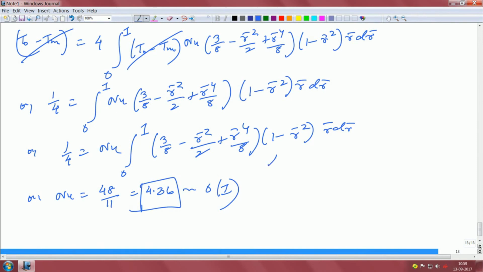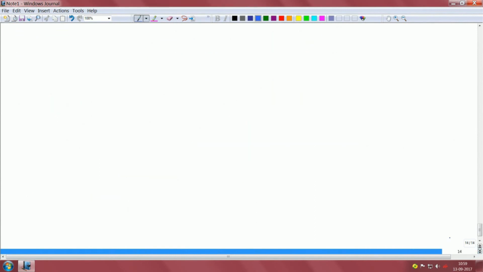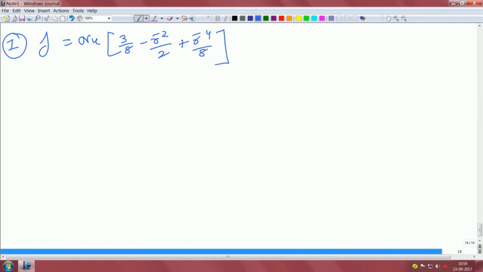So two things we did. F represents what we call the temperature, the fully developed temperature, right? We have found out what the fully developed temperature was. If I have to write it once again, you just note this thing down, because these are the findings, the fact findings, given as Nusselt number 3 by 8 minus r square by 2 plus r to the power of 4 by 8, right?